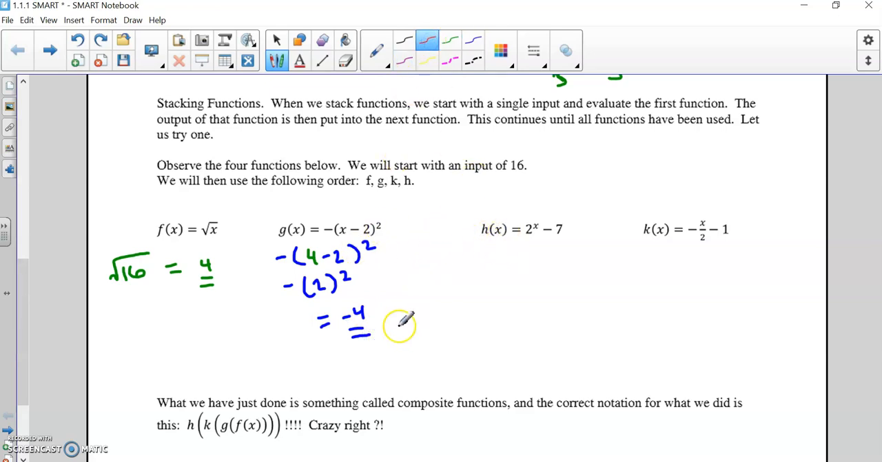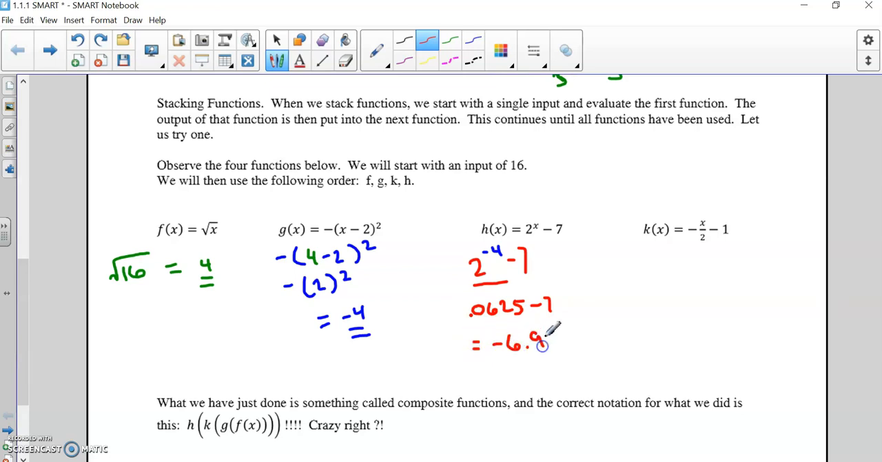All right, on to the next one. We're going to now take negative 4 and plug it in for x in this h of x equation. So 2 to the negative 4 minus 7. If you do 2 to the negative 4 in your calculator, you'll get 0.0625. And remember, we have to do that first because it's an exponent. And that 7 is just going to come down as normal. And then once we subtract 7, we get negative 6.94.